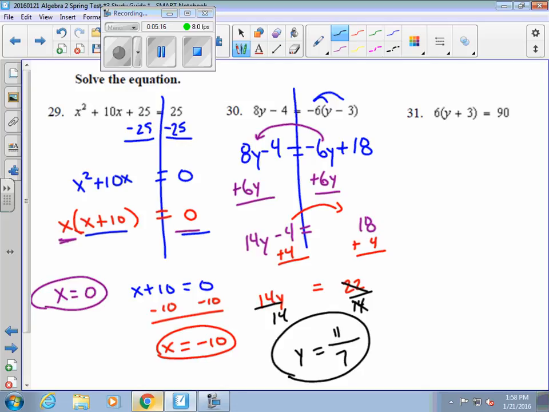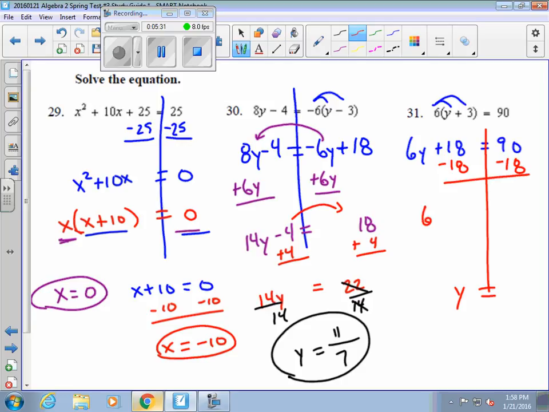Distribute 6 to both of these. 6 times y is 6y. 6 times 3 is positive 18, and that's equal to 90. Now what you want to do is undo to get y by itself. Undo plus 18 by subtracting it on both sides. So we have 6y is equal to 72. And then undo times 6 by dividing by 6 on both sides. 6 goes into 72 twice... 6 goes into 7 once, and it goes into 12 twice. So y is 12.